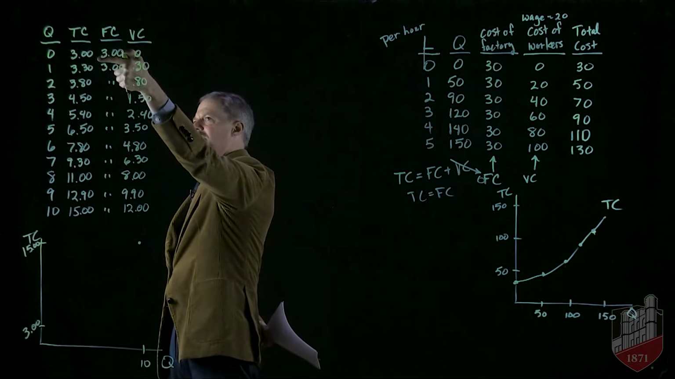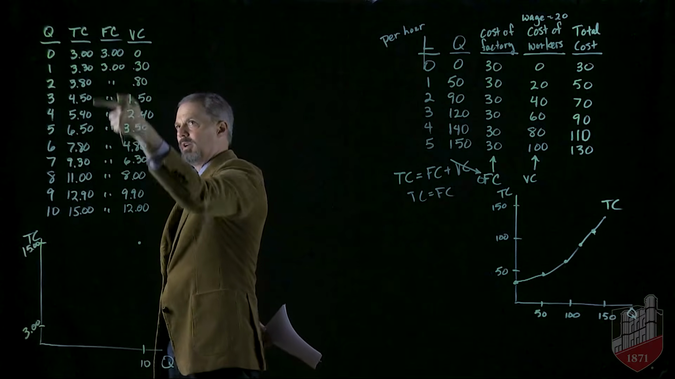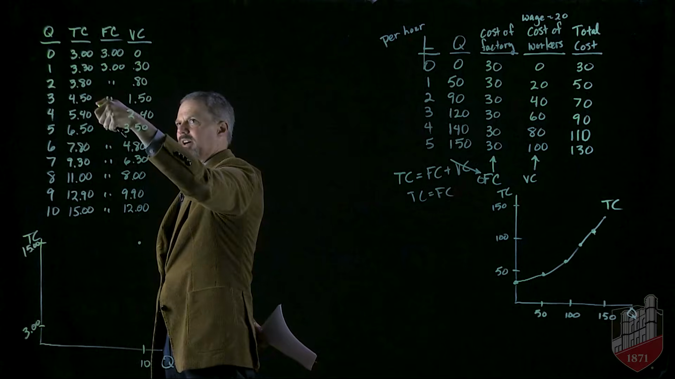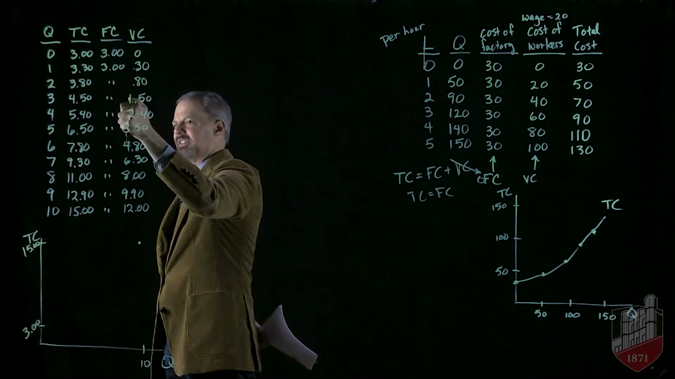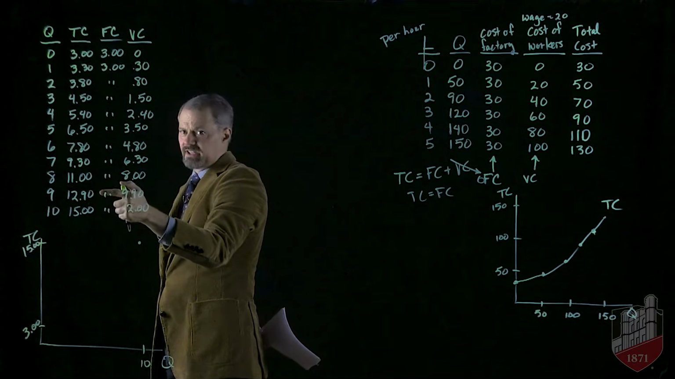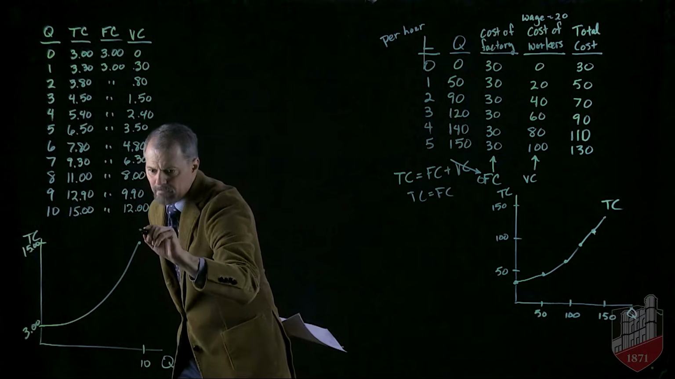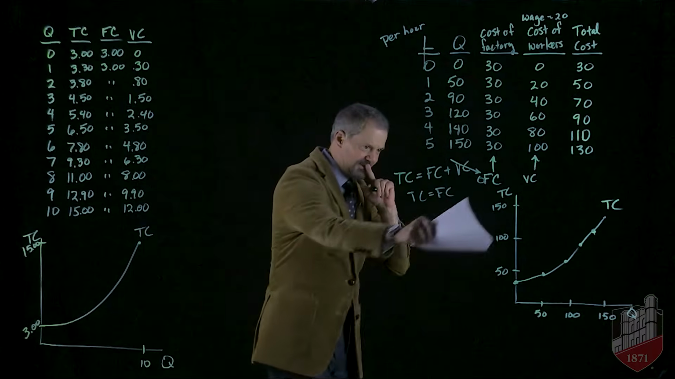And notice what it's doing. It's going up by a little bit, and then it starts to go up by more and more and more. Here it goes up by 30 cents, right? And then it goes up by 50 cents. And then by the time it's going up here, it's going up by more than $1 each time. So here's what your total cost curve looks like. Looks very similar to that total cost curve.